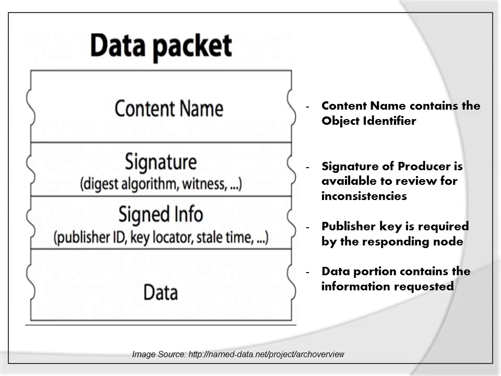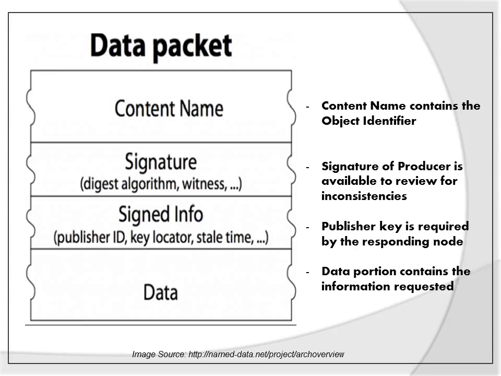The data packet has four distinct sections. The first is the content name, which contains the object identifier. This will be the same identifier that is identified in the interest packet. So if we had previously sent out the interest packet with com/Google/news, the same identifier will be on the data packet.